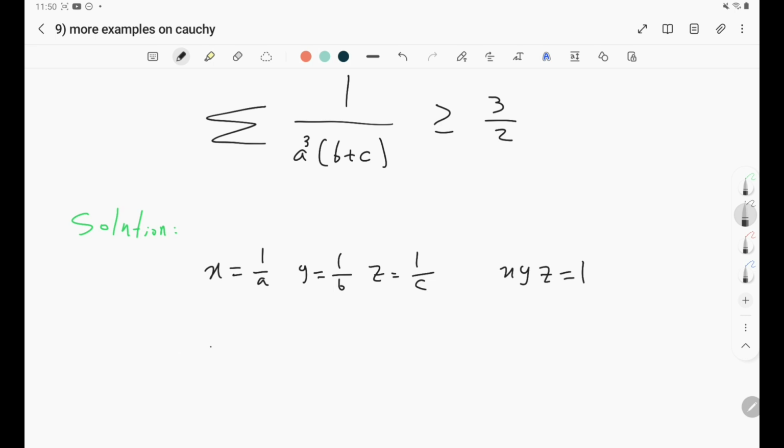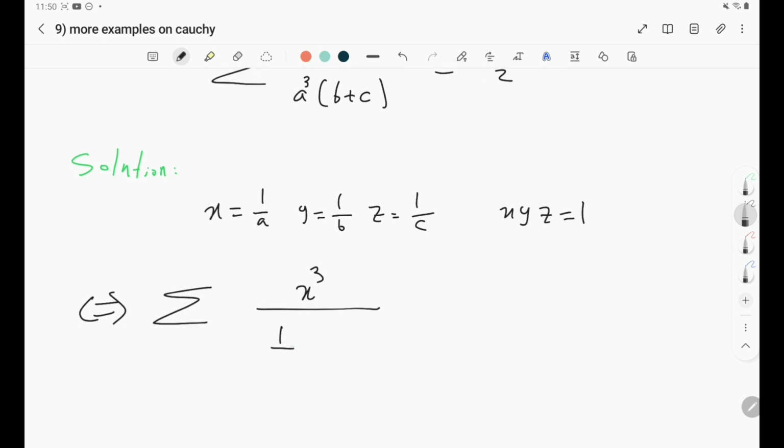So now let's rewrite our inequality in terms of x, y, z. Now this thing is above, so now we have an x cubed there. And now of course we have 1 over y plus 1 over z. This thing of course is (y plus z) over yz, and we have yz above. So we can just do this. And this thing is y plus z. This thing is greater than or equal to 3 over 2. But remember, we have xyz is 1. So instead of having this, let's erase this, and now we just have this thing.